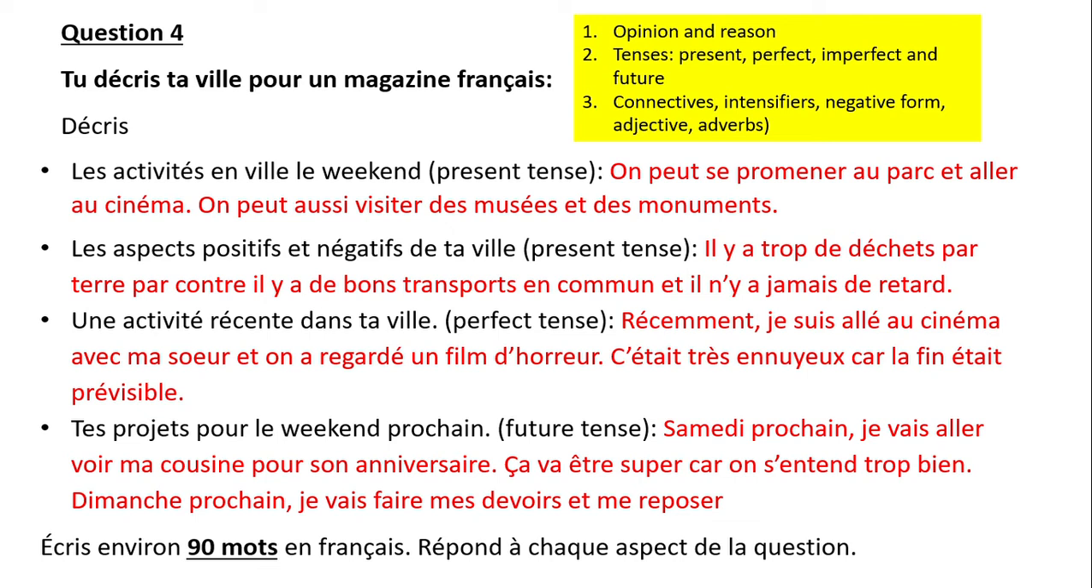The third bullet point, a recent activity in your town. So here we have the perfect tense. Usually when you use the perfect tense and you give your opinion, you need to use the imperfect tense. So here we're going to use two different tenses. And the last bullet point, your plans for the next weekend. So here obviously this is the near future tense.